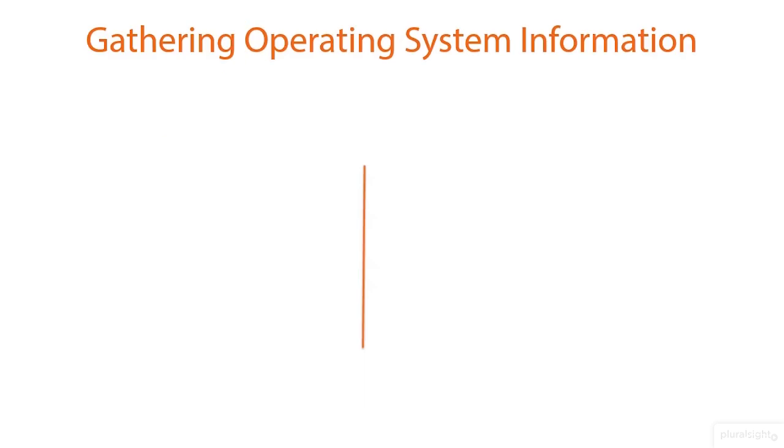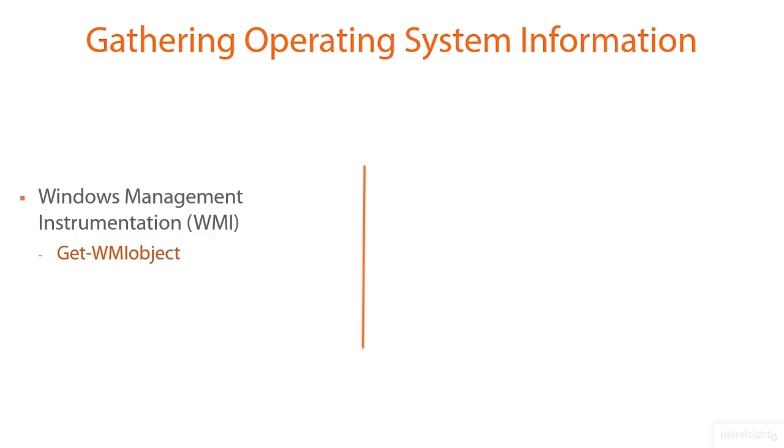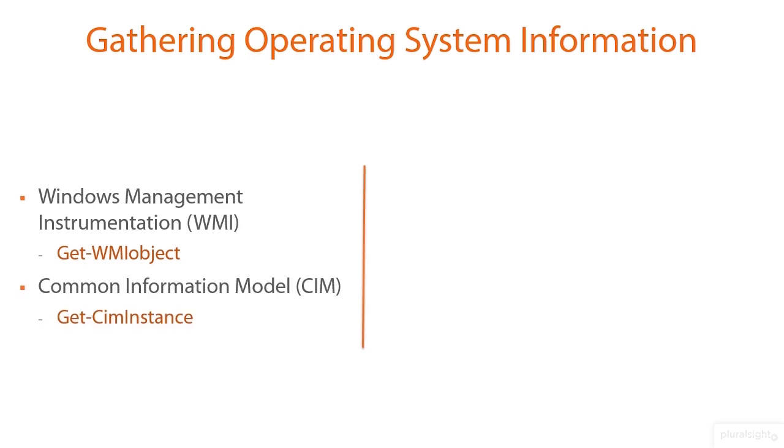In order to gather information about the OS and the underlying hardware on a local or remote computer, you need access to the Windows Management Instrumentation or WMI extensions in a Windows OS. WMI was built by Microsoft to allow access to information contained within the operating system. It's based on the Common Information Model, or CIM, which is an open standard that defines how managed elements in an IT environment are represented as a common set of objects, as well as the relationships between them.